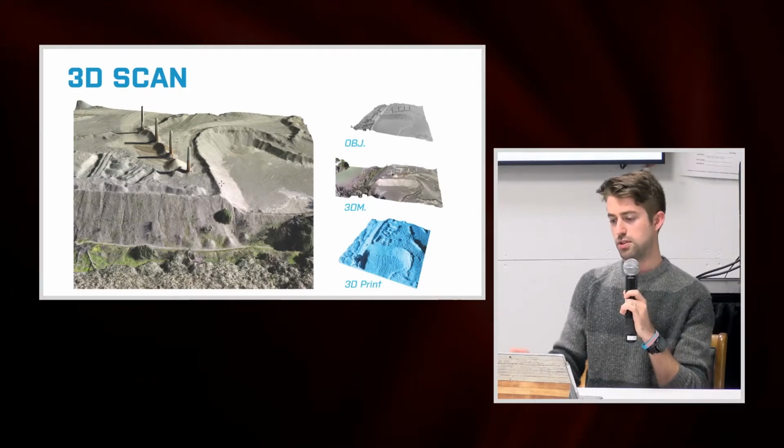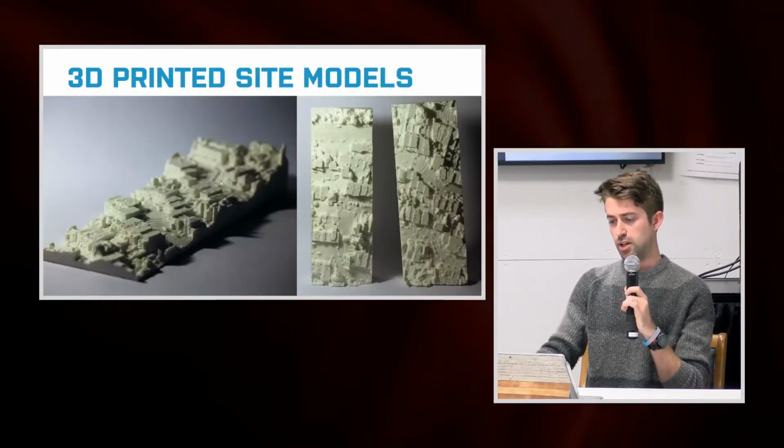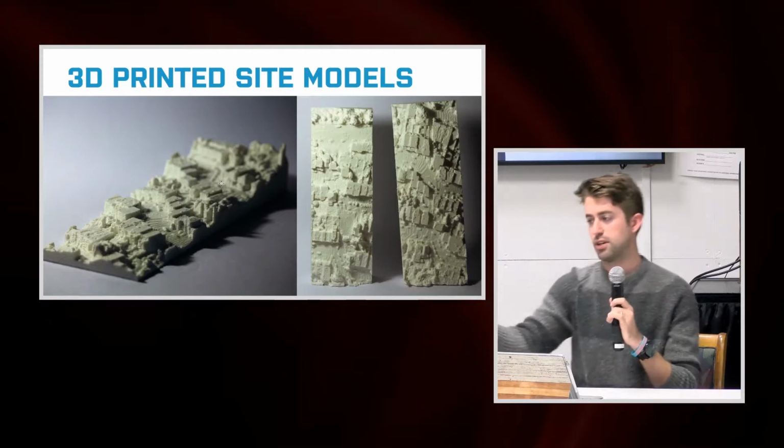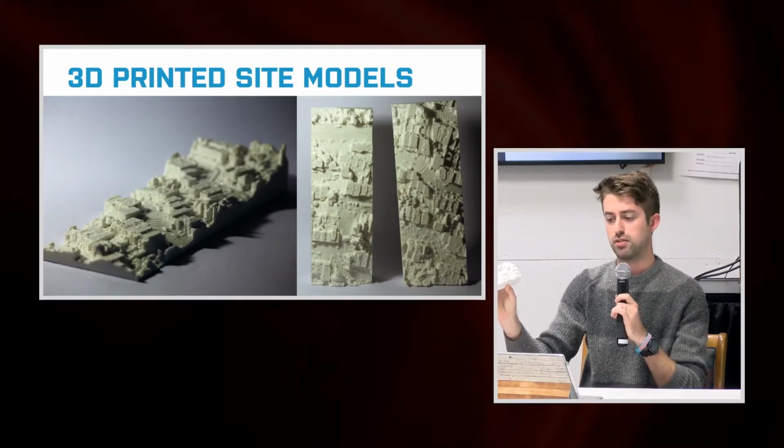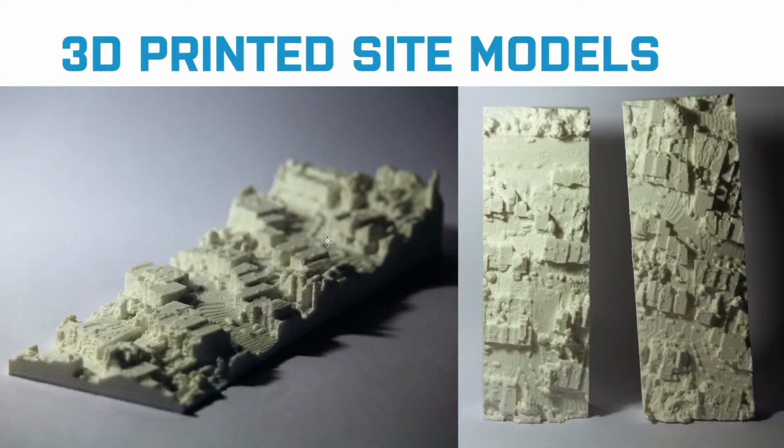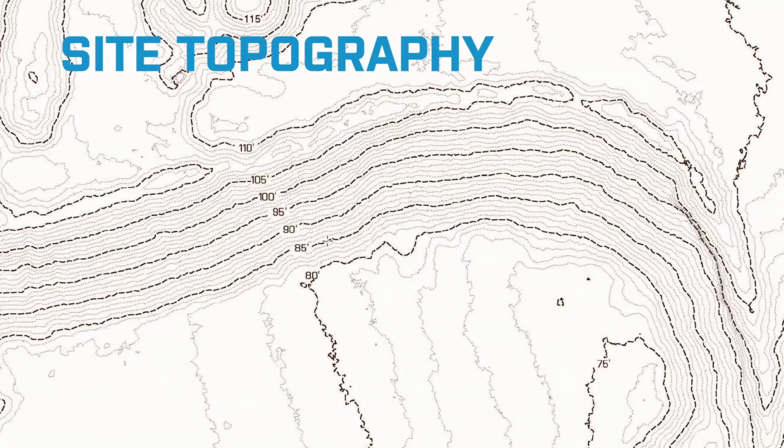And what you can do with this drone is you can even 3D print the site. So here's an example of a 3D print of a site that was drone scanned, and you can print these out to scale, and it's a great way to study the site. This is just one example of how to use it, and you can even walk around through them in 3D softwares, and it's really cool.